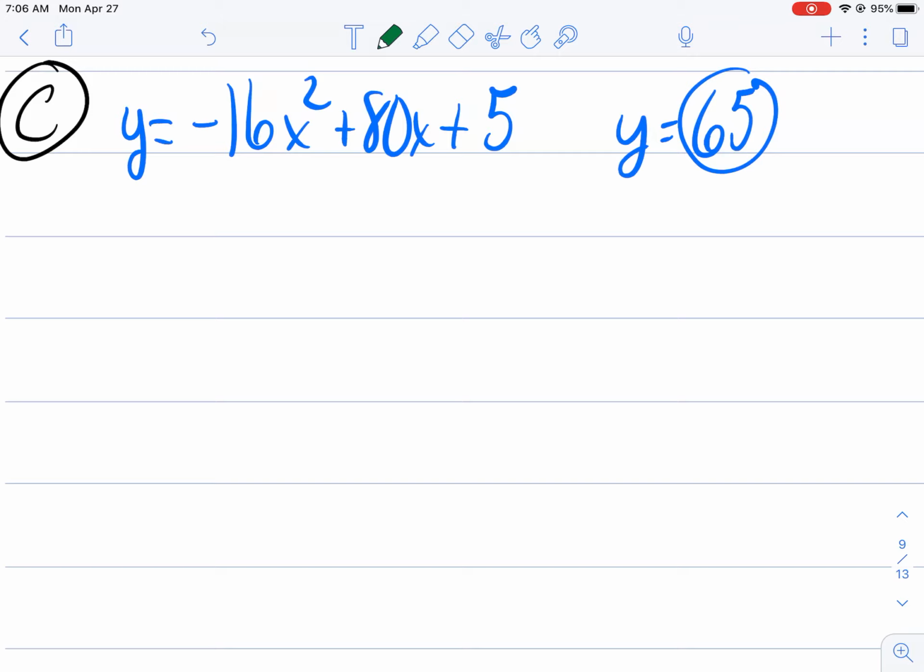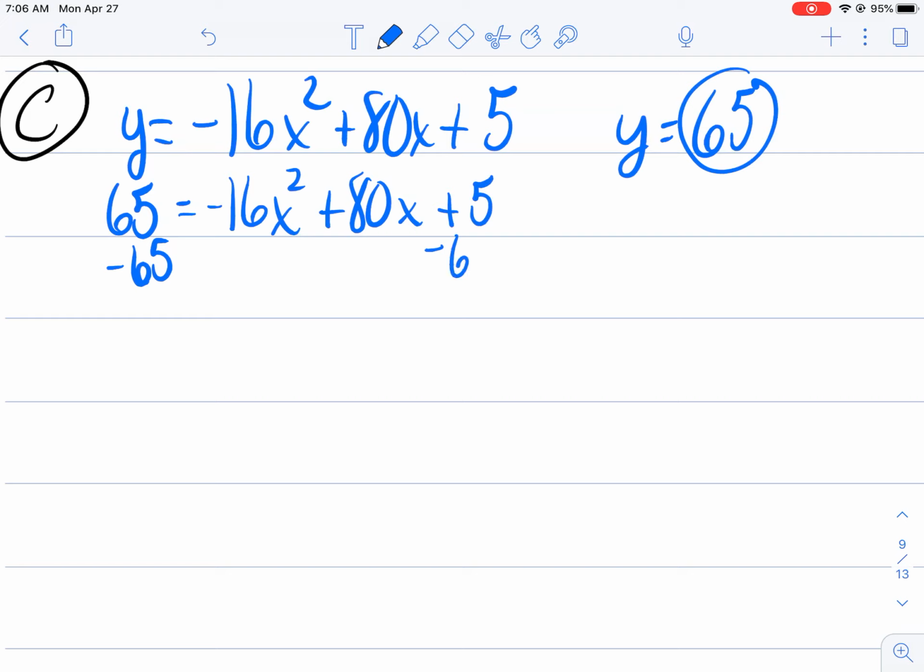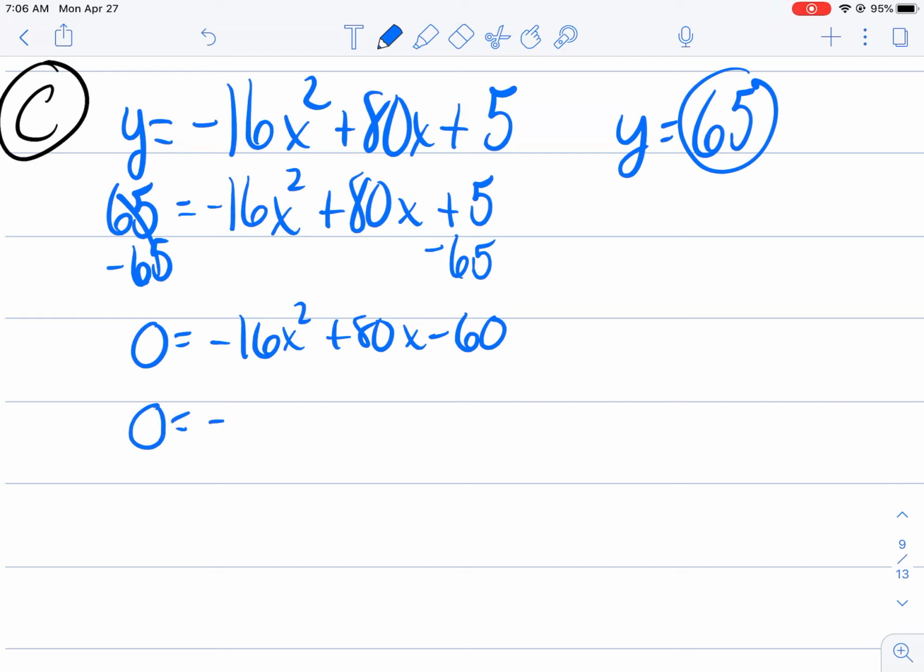I'm actually not going to do all the work on this one. Well, you do some of the work, but I will get it set up for you. So we're going to do 65 equals negative 16x squared plus 80x plus 5. We'll subtract our 65 from each side. So I get 0 equals negative 16x squared plus 80x minus 60. Okay, and then we can factor out a factor of 4 from that, make our numbers a little bit easier to work with. Actually, negative 4, of course, to make it a positive.